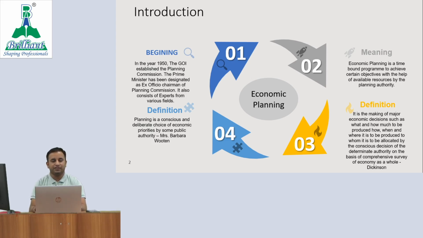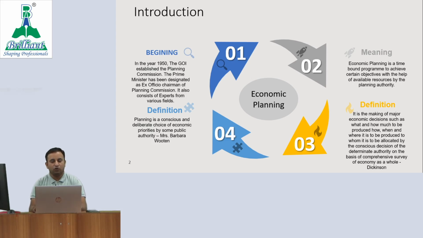Now, coming to the definition, it has been defined differently by different economists. As per Mrs. Barbara Wootton, planning is a conscious and deliberate choice of economic priorities by some public authority. So, planning is a conscious and deliberate attempt to set up priorities for the achievement of different goals, and these priorities are monitored by some public authority.